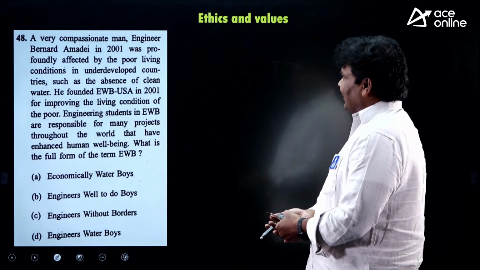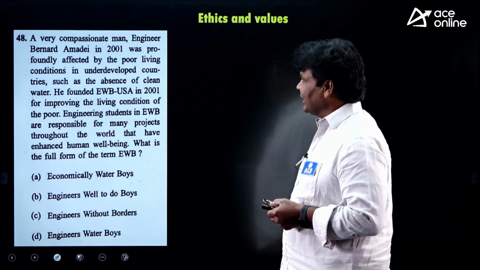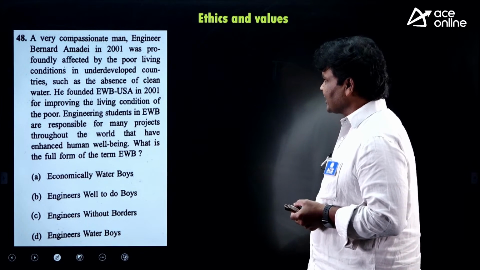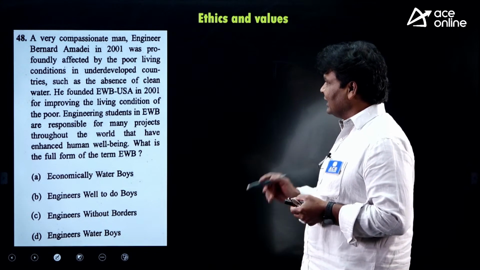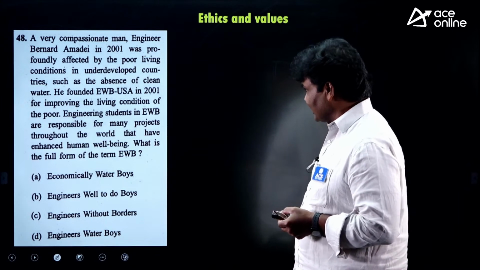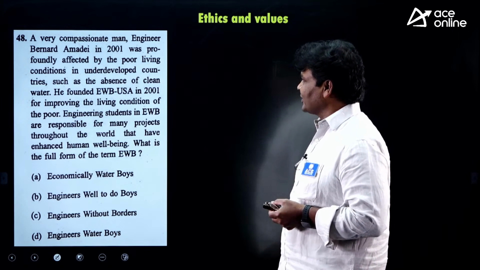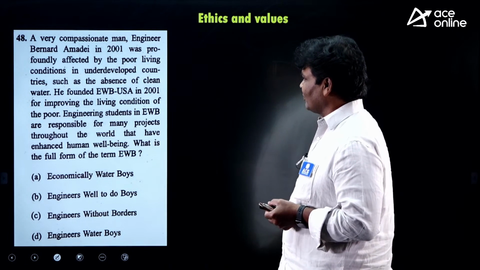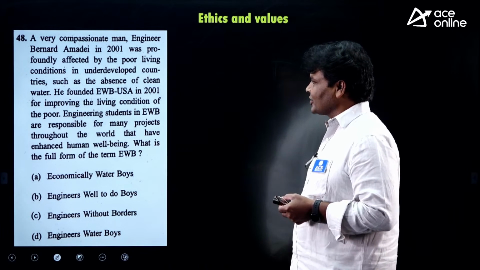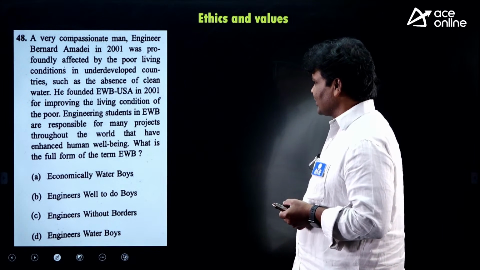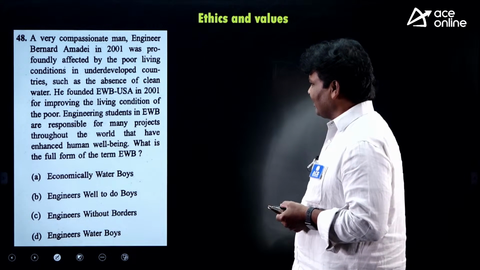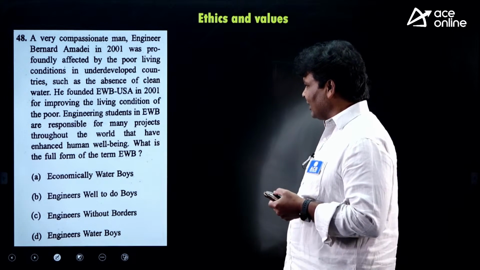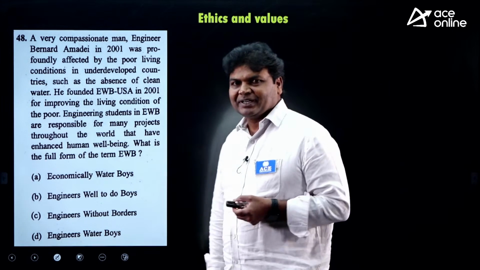48th question. A very compassionate man, engineer Bernard Amadei, in 2001 was profoundly affected by the poor living conditions in underdeveloped countries, such as the absence of clean water. He founded EWB in 2001 for improving the living conditions of the poor. Engineering students in EWB are responsible for many projects throughout the world that have enhanced human well-being. What is the full form of the term EWB?